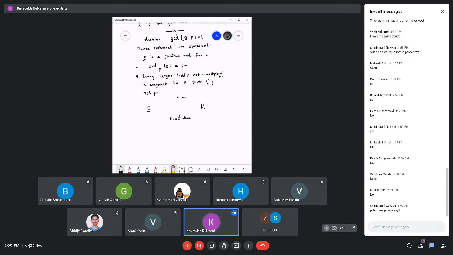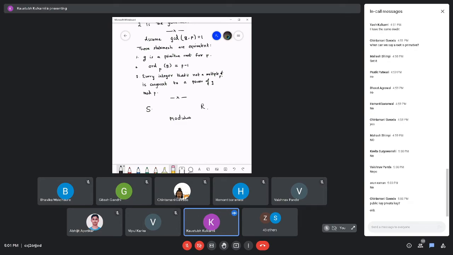Not public key, private key exactly. This is normally used in symmetric key, where both of them have to know the same key, whereas in public key, private key, there are two different keys. In this case, S and R must know a shared secret, a shared key. So the modulus is decided. The modulus is a prime number P.